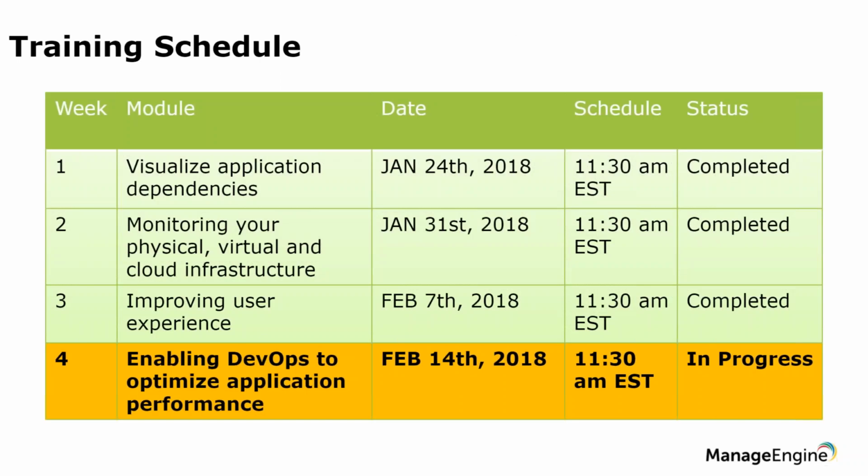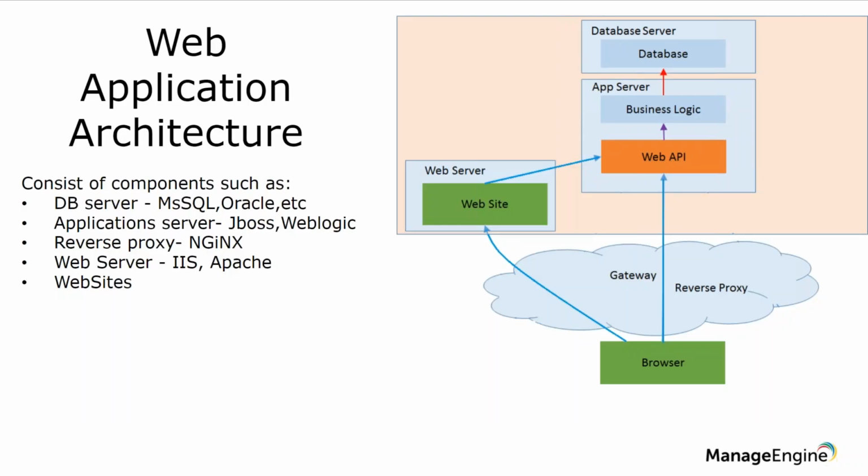This is our training schedule spread across 4 weeks, and we are now in week 4 of the schedule, and this is our last training session of this series. We took a simple web application architecture where the application components such as database server, application server, web servers, proxy server, APIs, physical or virtual server, website, and many more have to be monitored.